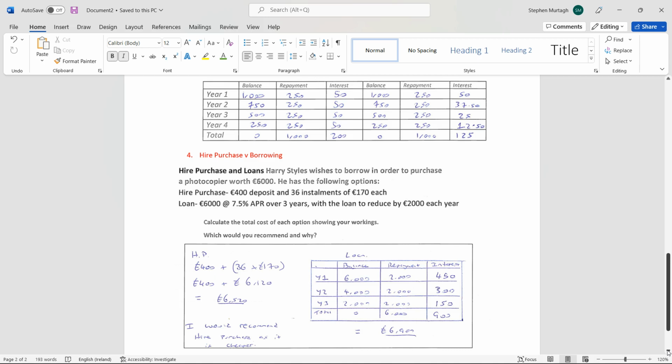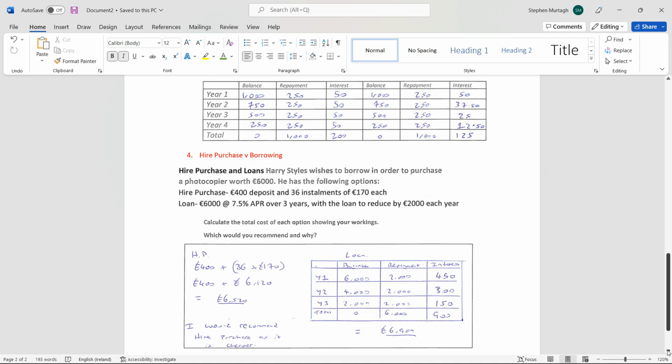Now, the loan option on the other side. So again, the headings, similar to question 3 here: balance, repayment, and interest, and put your years down along the left-hand side. So in year one, the balance of the loan is €6,000. We know that the loan will reduce by €2,000 per year, which means the balance in year two will be €4,000. The balance in year three will be €2,000 until the total left is zero. There's nothing left to repay. We know he's repaying €2,000 per year.